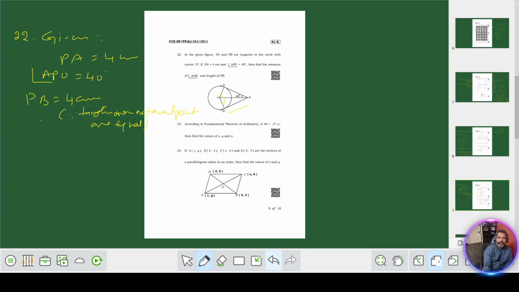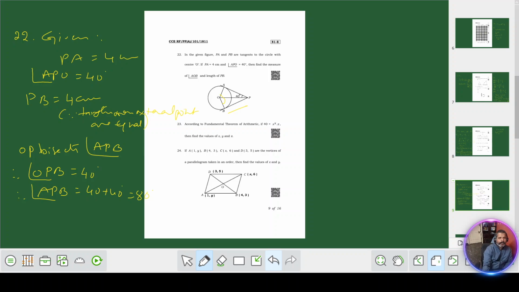Then we have to find AOB. We can find it in many ways, but I'll tell one way. Since OP bisects APB, we know that. Therefore, OPB is also 40 degree. Therefore, APB becomes 40 plus 40, which is 80 degree, because you have to add APO plus OPB, right?